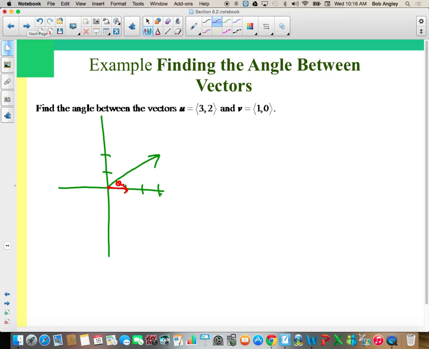Okay, now to find that angle, we have to do three things and then put it together. The first thing we need to do is find the dot product.